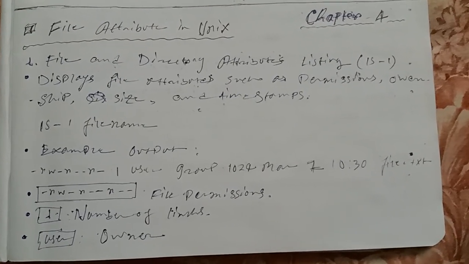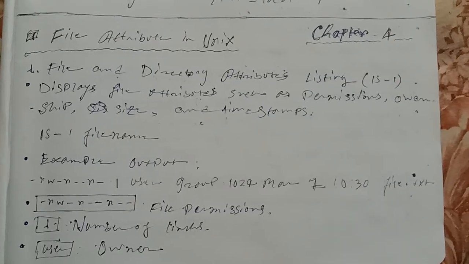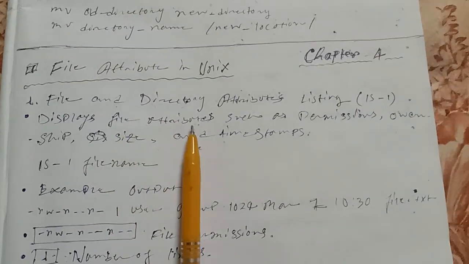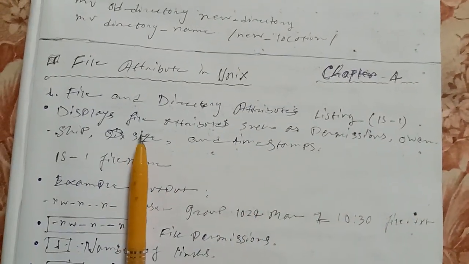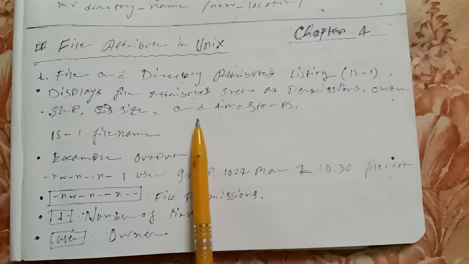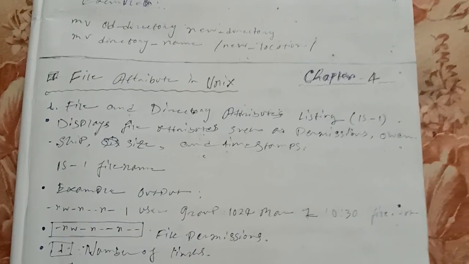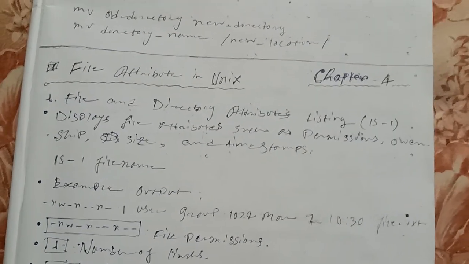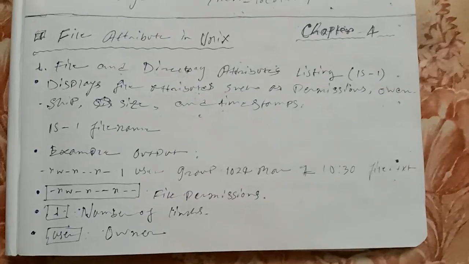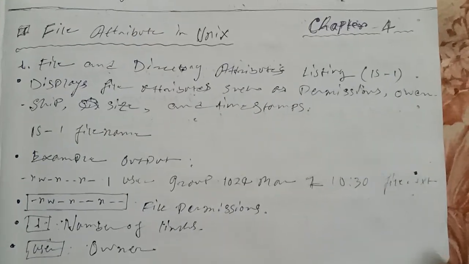This is the fourth video of our Unix series. Today we will discuss the fourth chapter and cover the topic of file attributes in Unix. The file and directory attribute listing displays the file attributes such as permissions, ownership, size, and timestamps. Basically, file attributes in Unix mean the file and directory attributes listing. It displays the file attributes such as permissions, ownership, size, and timestamp. Everything that is an attribute of a file will be displayed.